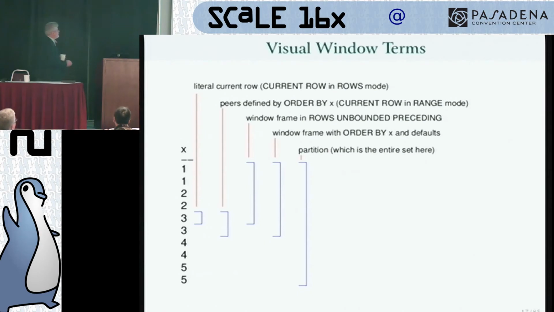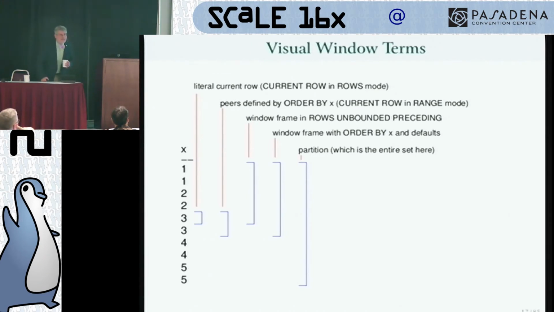Indigestion? Okay. So let's graphically look at this. This is the literal current row right here. I'm doing an example with some duplicates so you can see what's going on. This is the literal current row in rows mode. This is the current row in range mode with an order by X. It's the two values that have the same order by value.